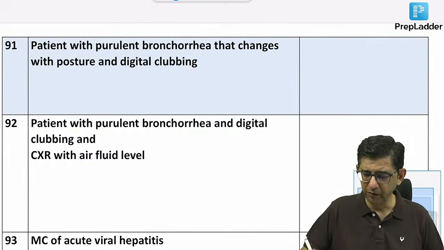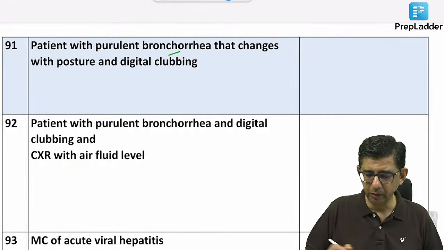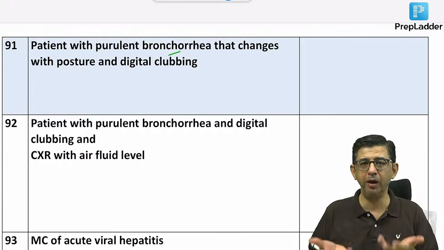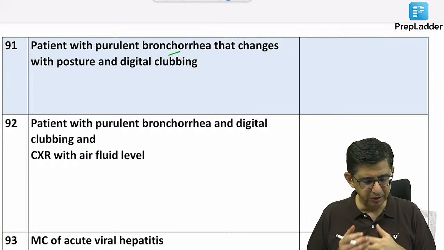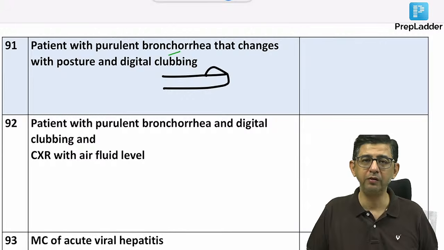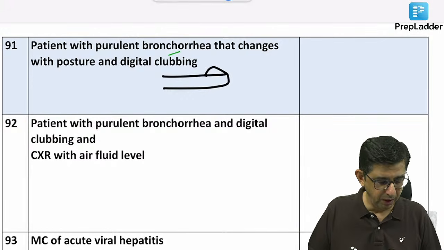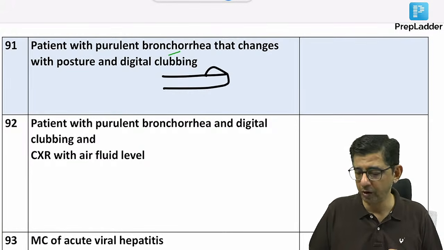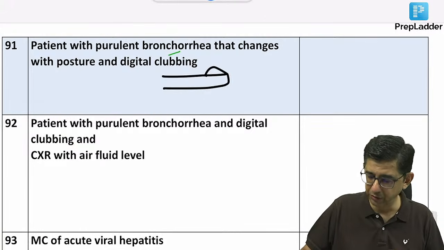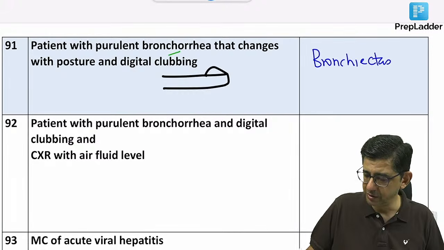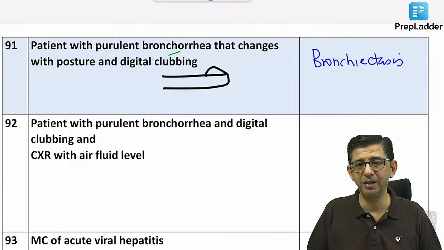Okay, again a very standard question of your paper. Patient is having bronchorrhea, purulent bronchorrhea, which is changing with posture. Like when he's bending forward, more sputum is coming, and there's digital clubbing in the patient also. Like a parrot-beak appearance of the nails is present. So there is a suppurative lung disease that is happening. Yes, guys, is it lung abscess or bronchiectasis or chronic bronchitis? Options are chronic bronchitis, bronchiectasis, and lung abscess. So the answer would be bronchiectasis in this case.